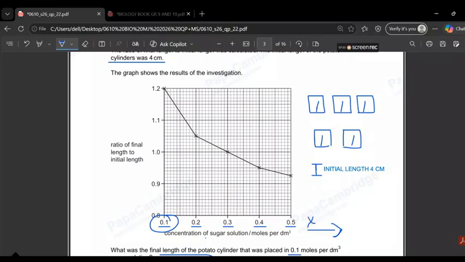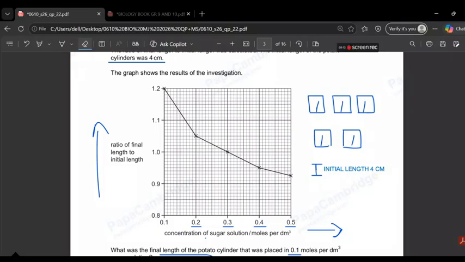This is the x-axis side, and you have 5 sugar solutions: 0.1 moles per cubic decimeter, 0.2, 0.3, 0.4, and 0.5. If you look at this side, which is the y-axis, you have 0.8, 0.9, 1, 1.1, 1.2 ratio. It's a ratio of the final length to the initial length.